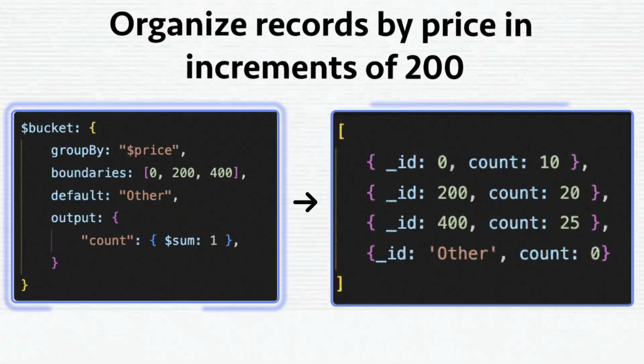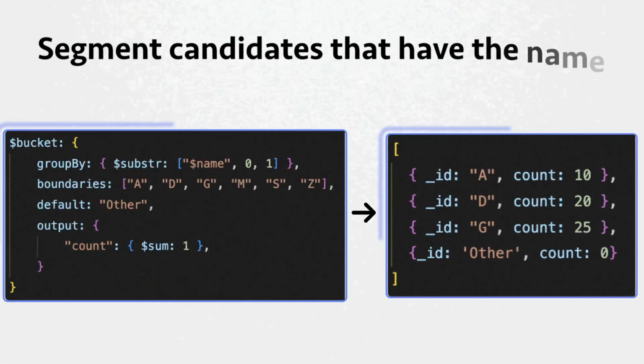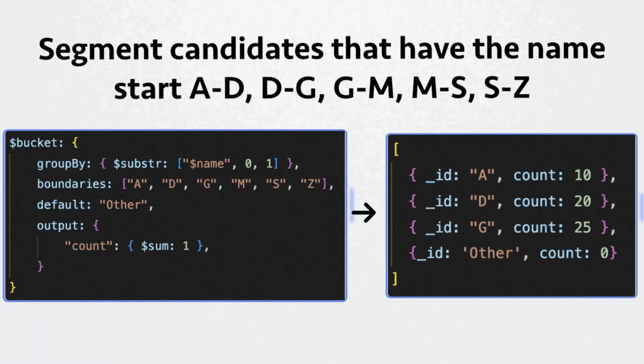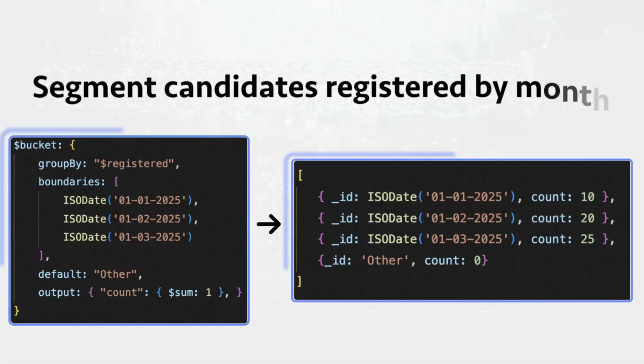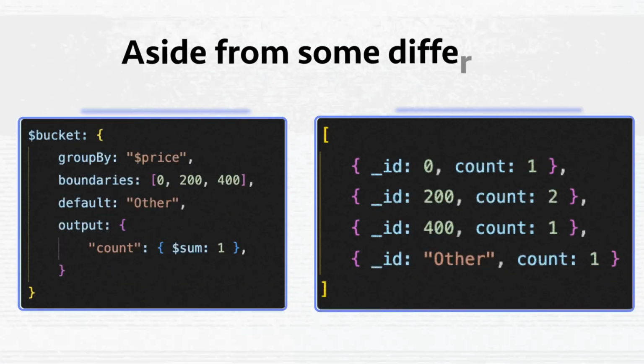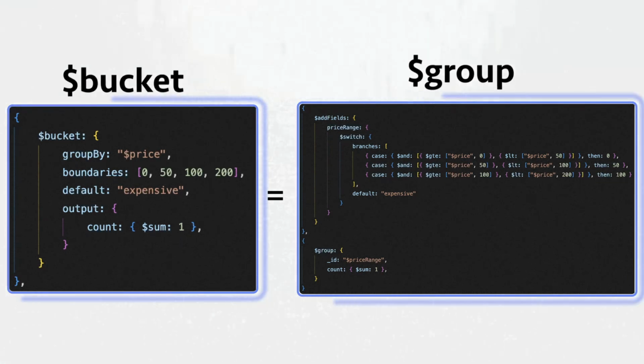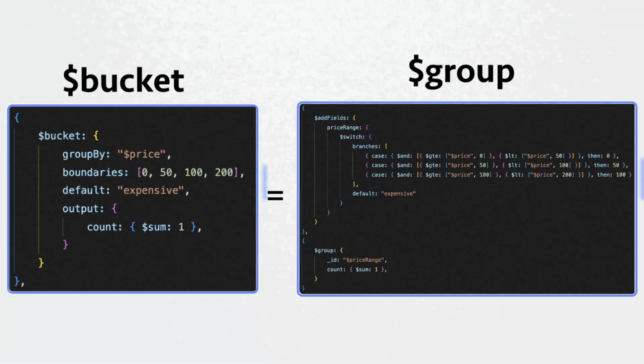And then the output looks like this. You can also query data by segment candidates that have the name start A to F, F to O, O to Z, or segment candidates registered by month, etc. So aside from some different naming conventions, group and bucket are very similar. You can of course combine the addFields, cond, and group together to achieve the same thing, but you end up with more fields, more work, and frankly bucket is way cooler.